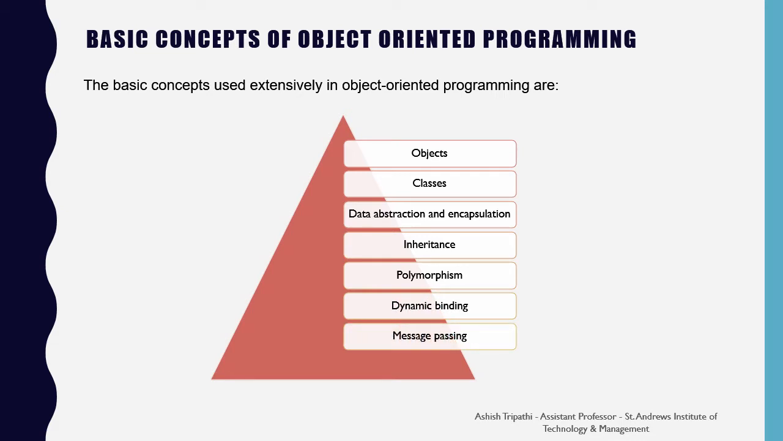In the previous session, we discussed various programming paradigms which have their pitfalls, like unstructured, structured, and object-oriented programming paradigm. Out of them, some basic concepts of object-oriented programming are objects, classes, data abstraction and encapsulation, inheritance, polymorphism, dynamic binding, and message passing. These act as the pillars of object-oriented programming and are required by a language to be object-oriented. So, let us quickly study them.